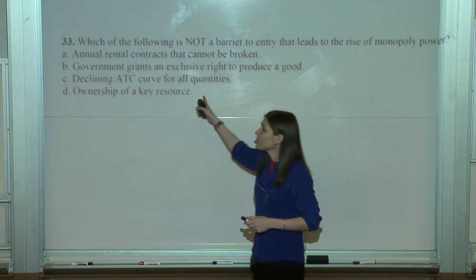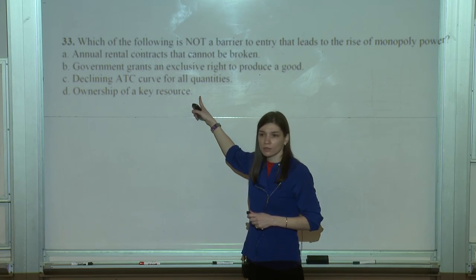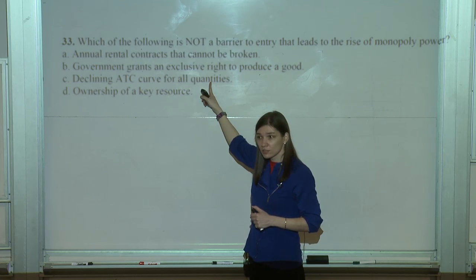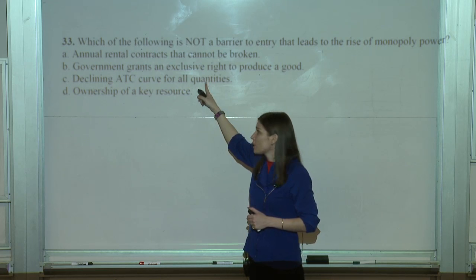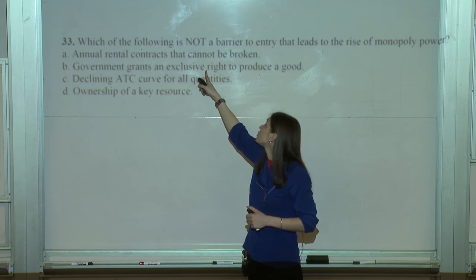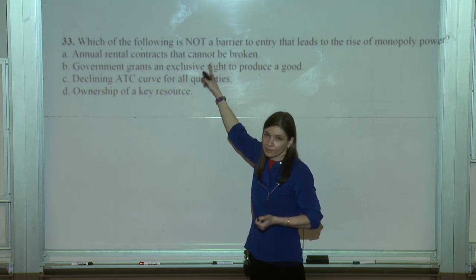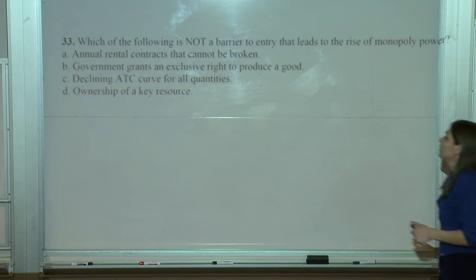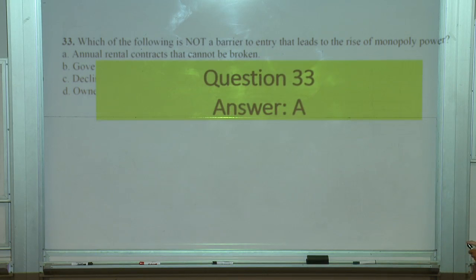Ownership of a key resource, could that make a monopoly? Yeah. Declining average total cost curve for all quantities. What was that called? Natural. Government grants exclusive rights to produce a good. Yeah. So the only one left is A. So this is A.